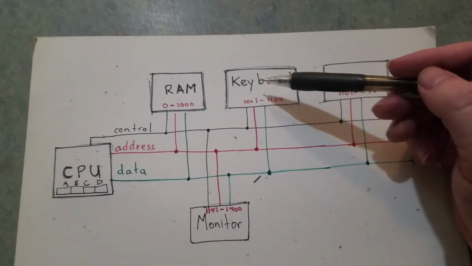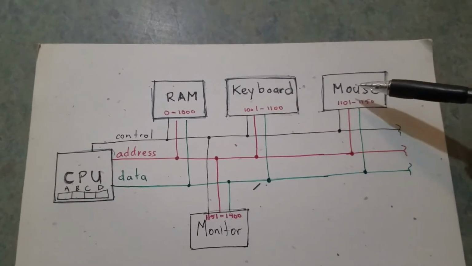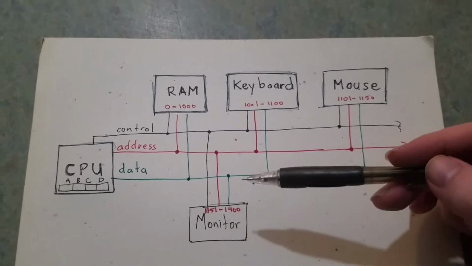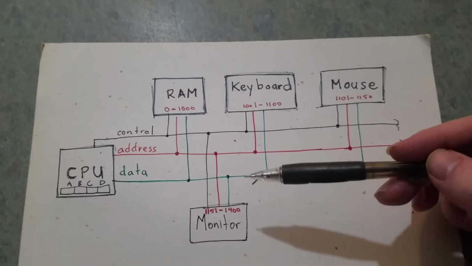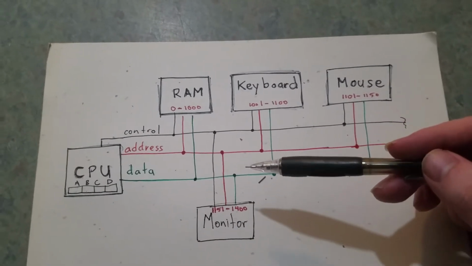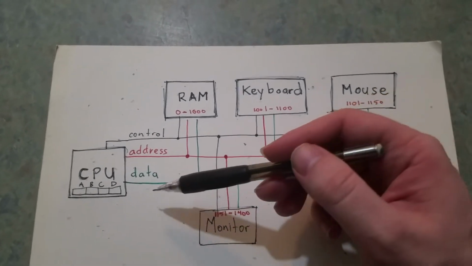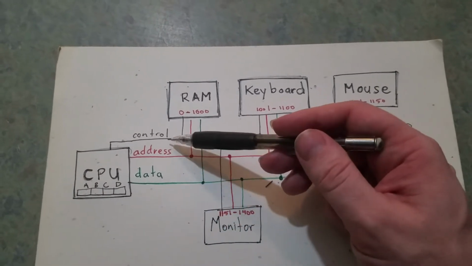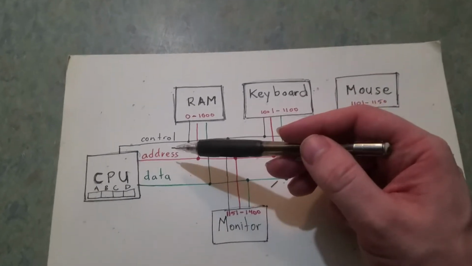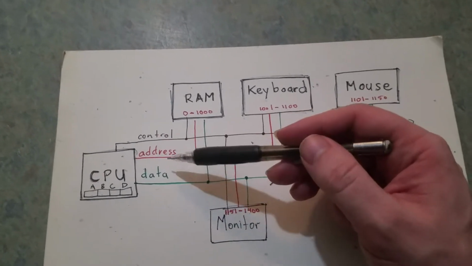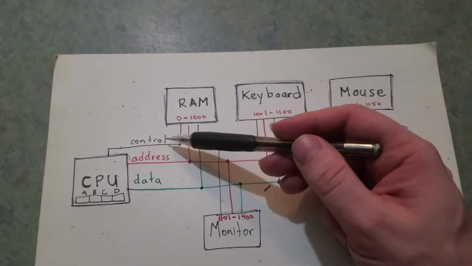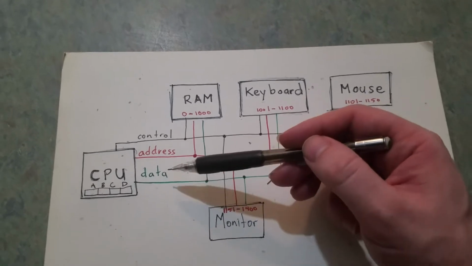Then we have a keyboard device here. We have a mouse here. We have a monitor down here. Now, those are the components that are connected to this simple computer. So these are electrical connections between the CPU and the different devices. So we have three different kinds or types of electrical connections. You'll have the control lines, the address lines, and the data lines.